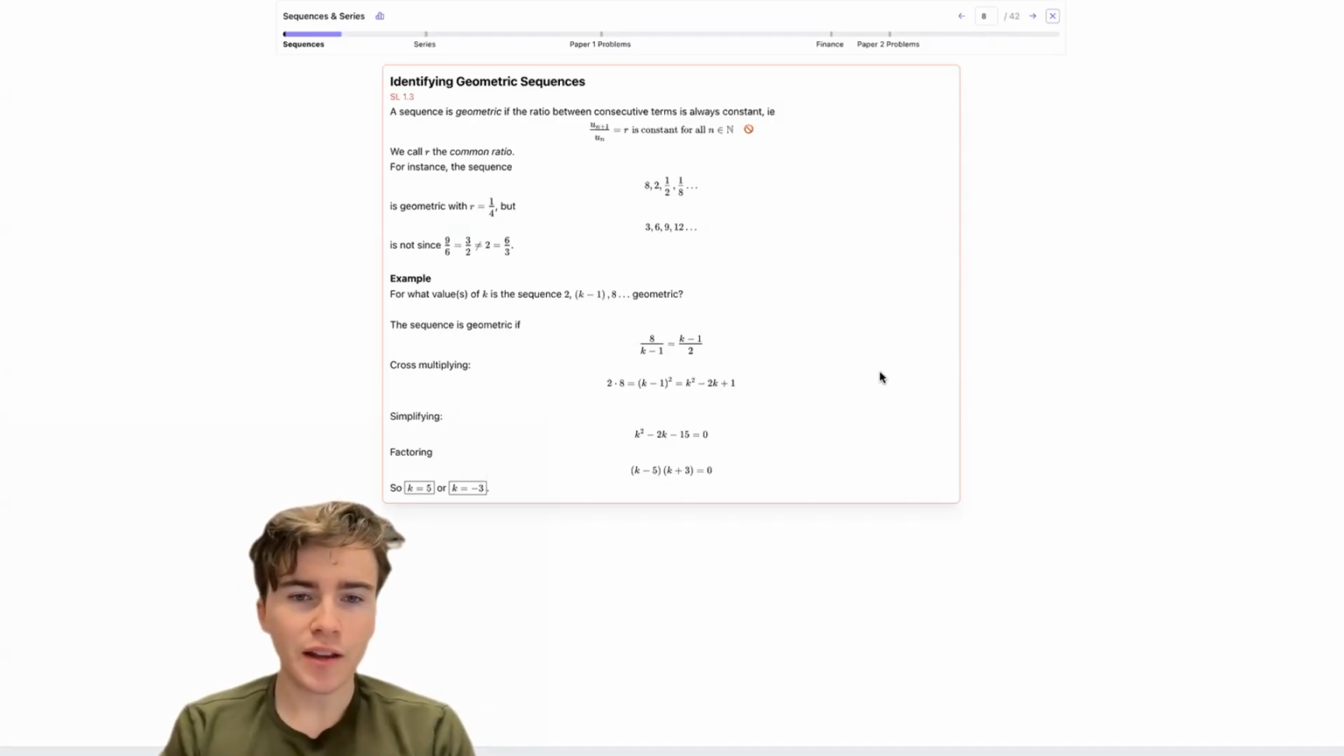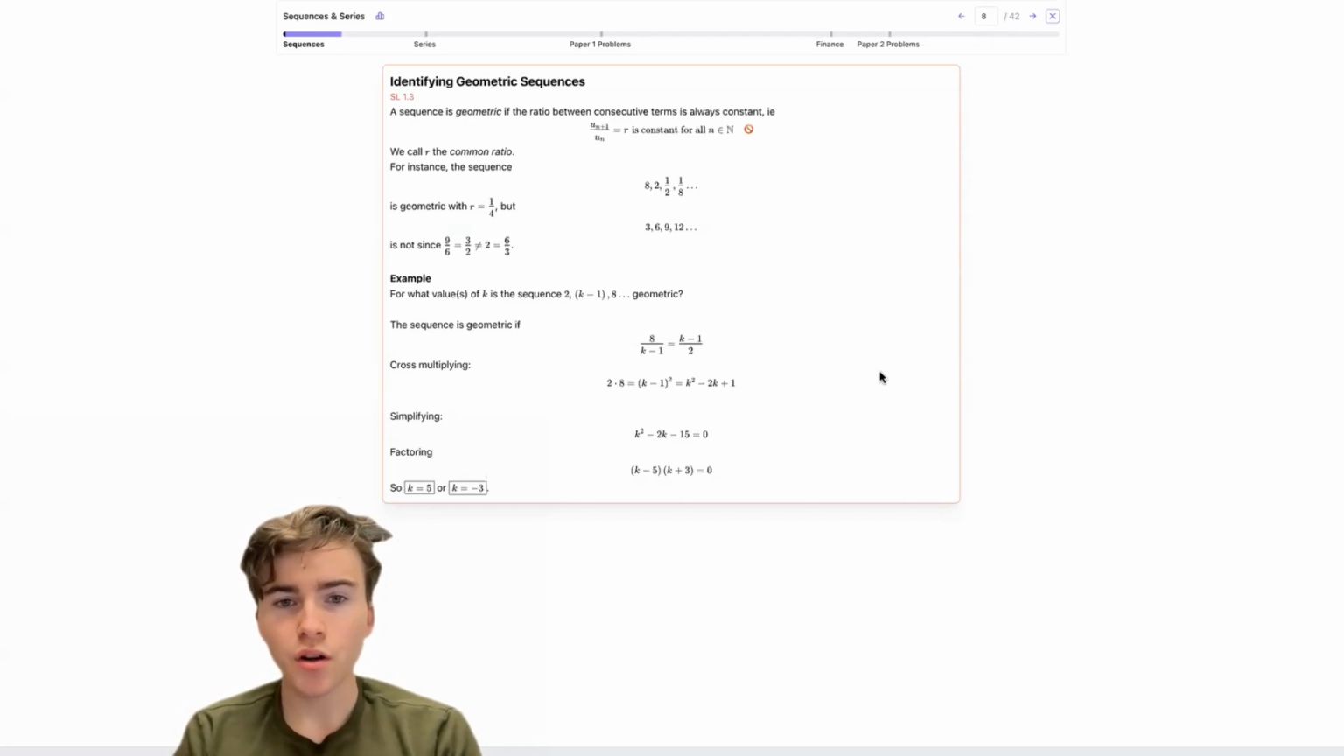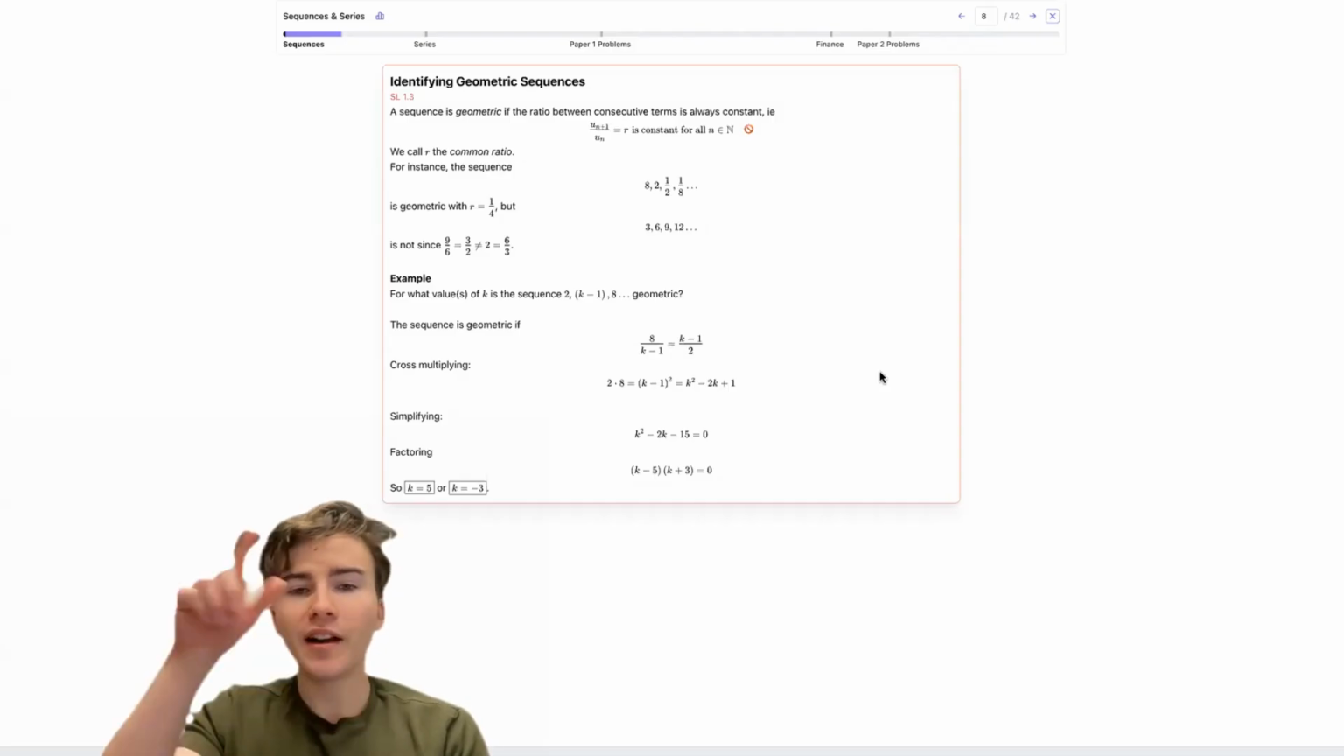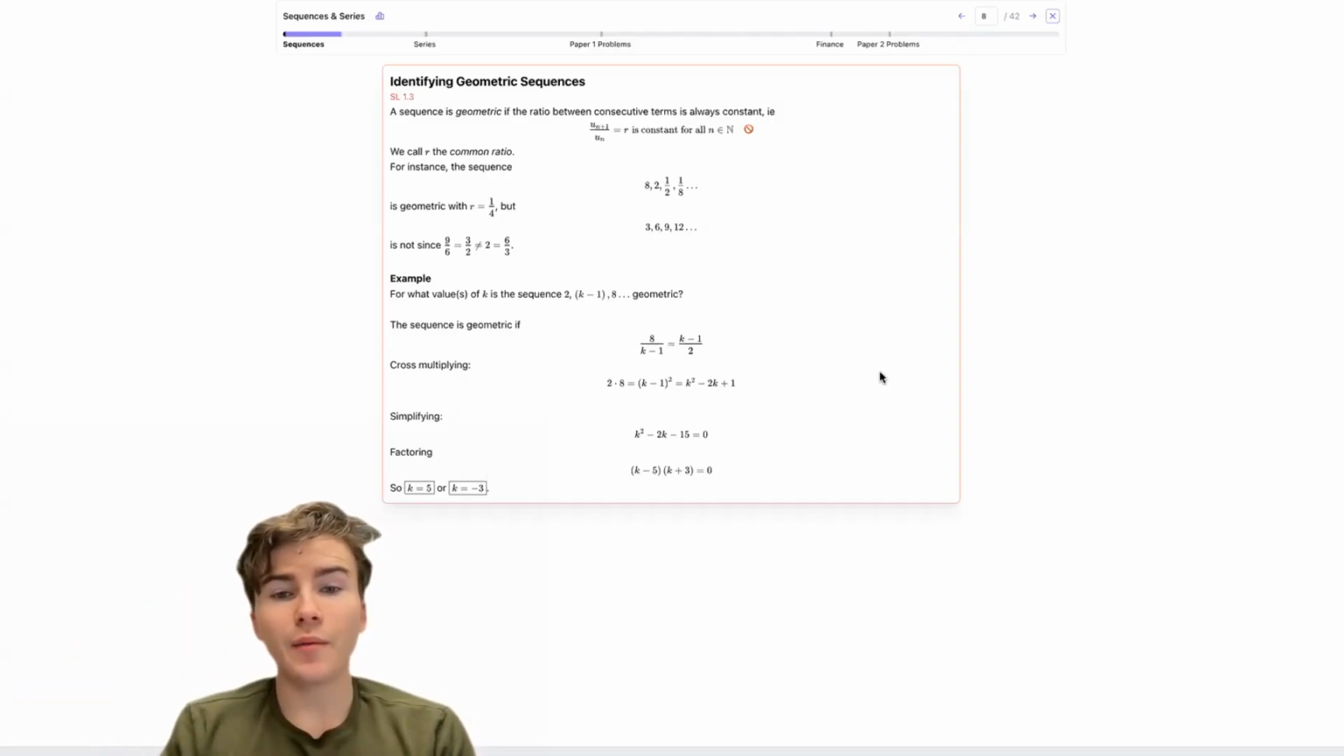Let's take a look at an example here. We have a sequence 2, k minus 1, 8. When is it geometric? Well, if it's geometric, like I said, there has to be a constant ratio between consecutive terms. So the consecutive terms here are 2 and k minus 1, and then k minus 1 goes to 8. So that means that 8 divided by k minus 1 should be r, but r should also be k minus 1 over 2. So I can actually equate those two. And if I cross multiply my fraction, I'm going to get (k minus 1) squared is equal to 2 times 8, 16. And that will give you a quadratic, and you can factor that quadratic to find the two possible values of k.